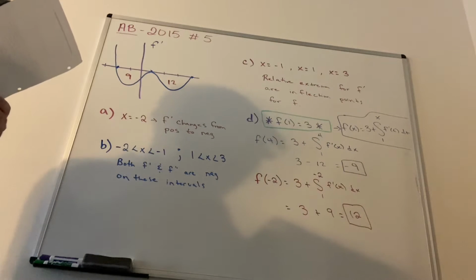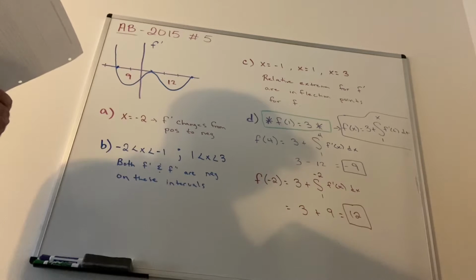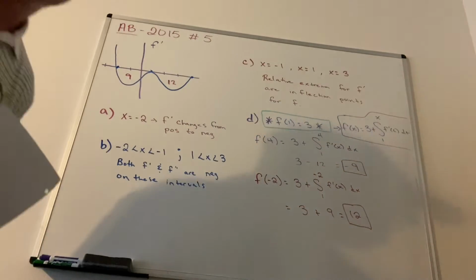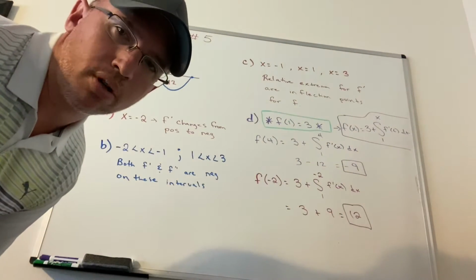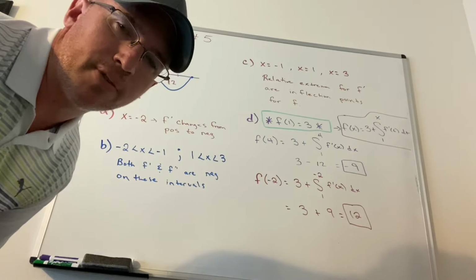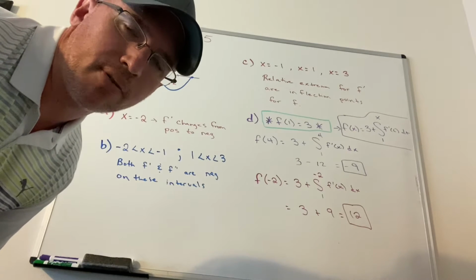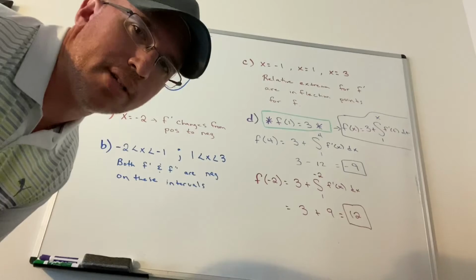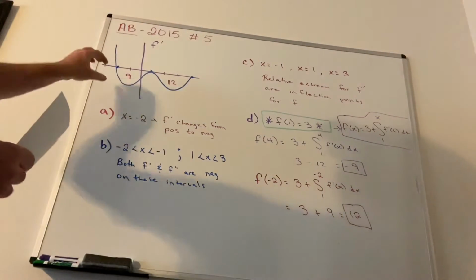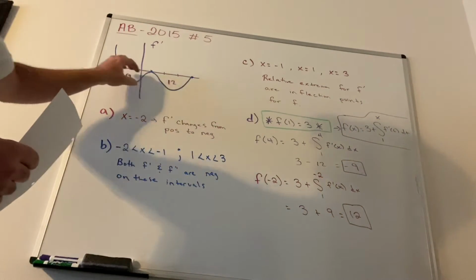Part B, on what open intervals between -3 and 4 is the graph of f both concave down and decreasing? And then give a reason. Okay, so generally I think about these in order of derivatives. So if f is decreasing, that means that f prime is negative. And f prime is negative in here, okay?